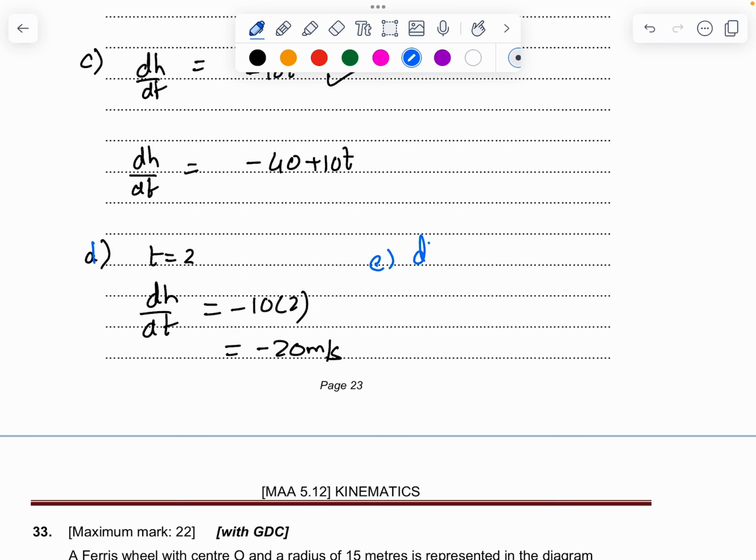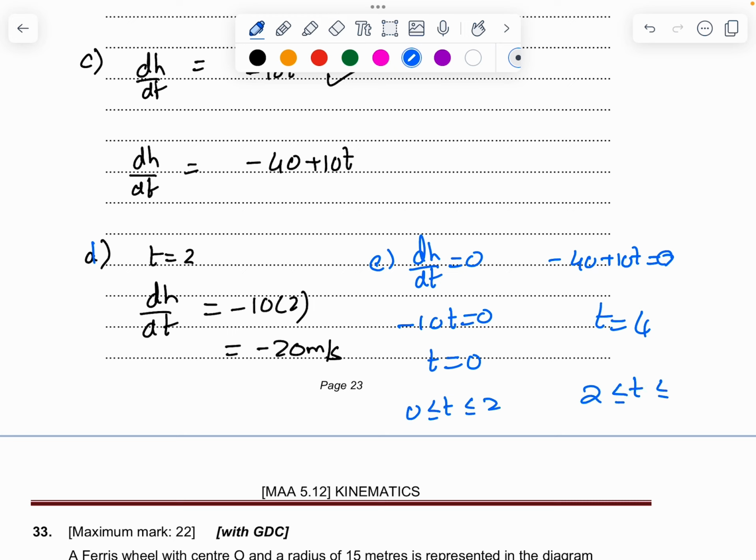So dh by dt should be equal to 0. Minus 10t equals 0, so t equals 0. Or another way is minus 40 plus 10t equals 0. So this gives me t equals 4 seconds. This is for the t value between 0 and 2, and this one is for the t value between 2 and 5.